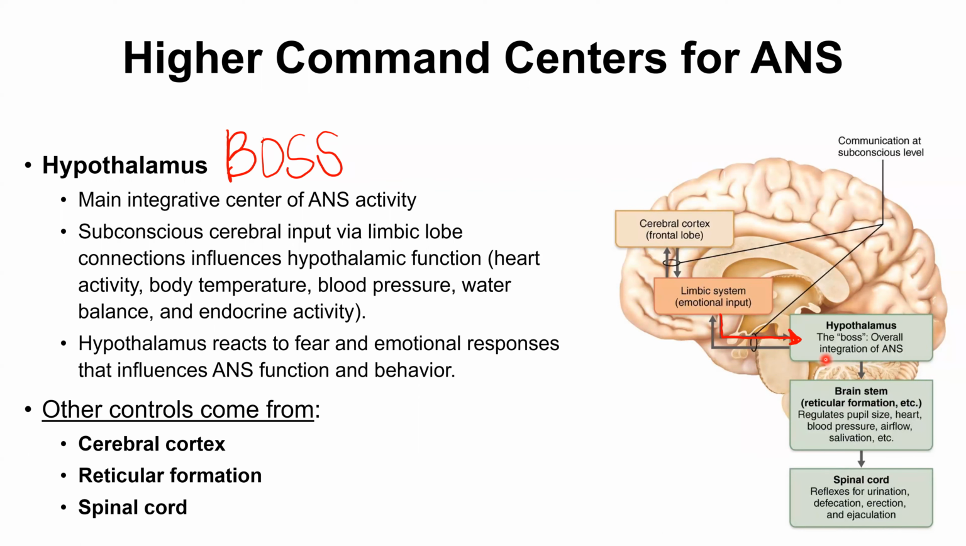And the hypothalamus, in turn, is going to react. It's going to send out information in response to fear and emotional responses, which will influence the way that the autonomic nervous system is going to function and also the behavior, right? So this is kind of where our sympathetic and parasympathetic nervous system are going to come into play.